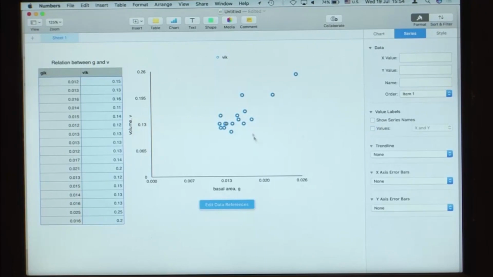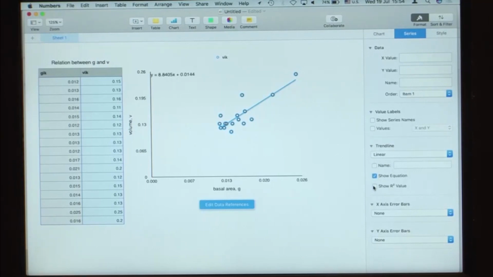Now let us remove these values, and put a trend line here. Let us put a linear trend line and ask it to give us an equation. This is the equation that we are getting. The y value is the volume value. So, we are seeing that the volume is equal to 8.8405 times the basal area. Volume divided by the basal area would be the form height. So, essentially the form height that we are getting here is 8.84.